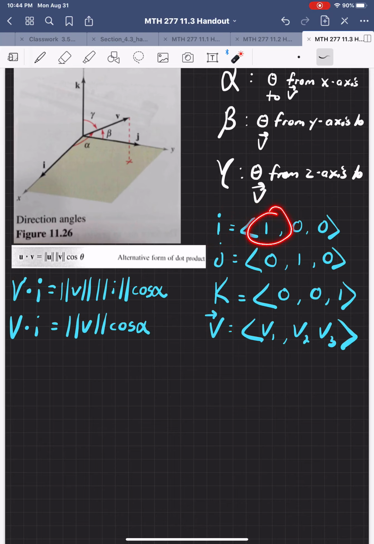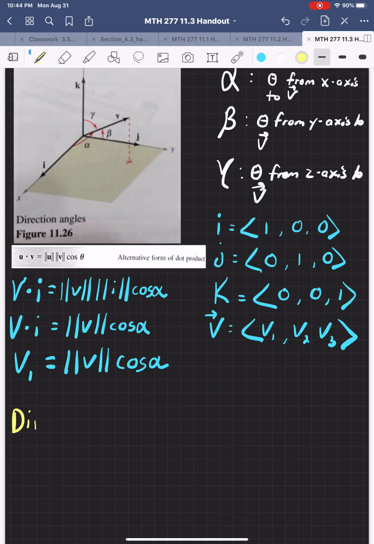It would be 1 times v sub 1 plus 0 times v sub 2 plus 0 times v sub 3. So the v sub 2 would zero out, the v sub 3 would zero out, and 1 times v sub 1 is just v sub 1. So I hope it makes sense to you that I can simply replace v dot i with v sub 1. Or the dot product of those two would just be v sub 1. All right, and right now let me go ahead and get you to what we call our directional cosines.